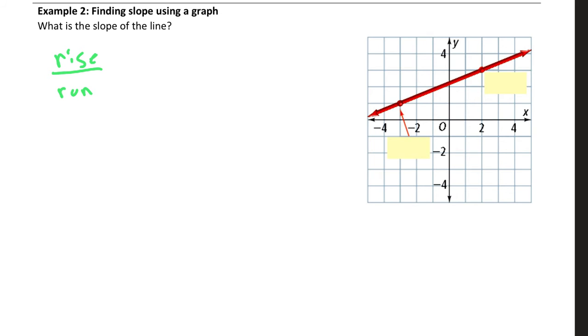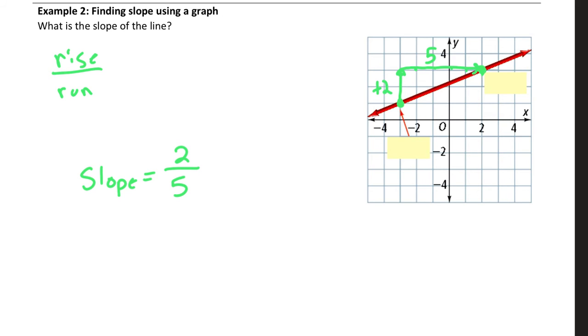So my change in y, to go from the point on the left to the point on the right, in a vertical direction, I would go up 2. So technically my rise is plus 2, okay? My run, read left to right. To go from point to point, left to right, I would go right 1, 2, 3, 4, 5. So my slope would be my change in y, 2, over my change in x, 5.